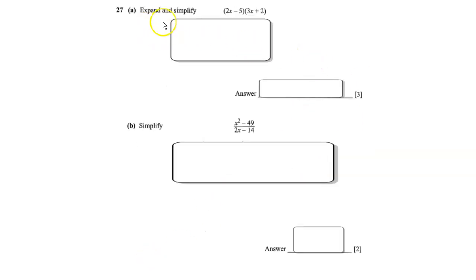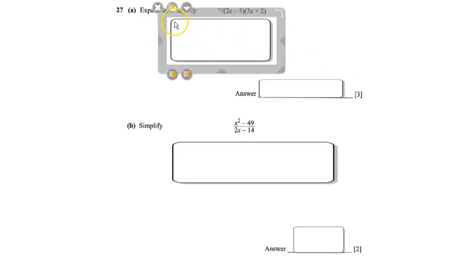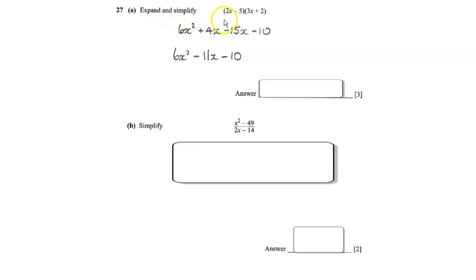Question 27 says expand and simplify. So it's double brackets. So if we look at this one here, to get 6x squared, you're multiplying 2x times 3x, which is 6x squared. To get 4x here, we're timesing 2x times 2, which is 4x. To get minus 15x, we're multiplying minus 5 times 3x, which is minus 15x, and we times minus 5 times 2 to get minus 10.